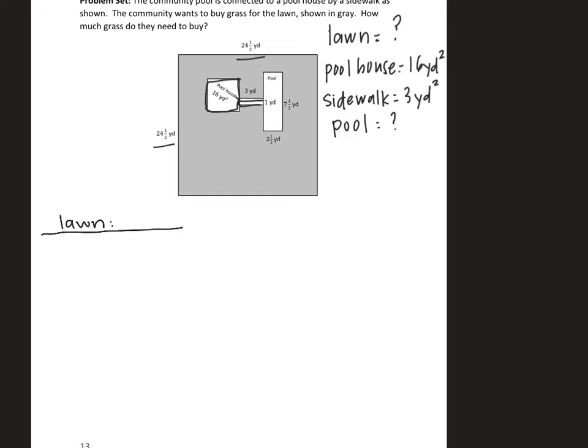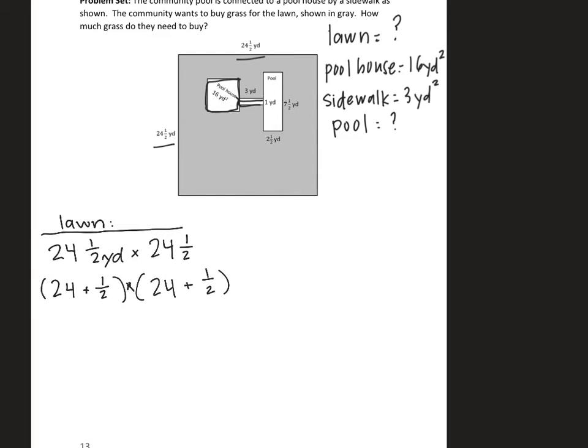So the lawn is 24 1/2 yards times 24 1/2. All right. So I'm going to use the distributive property here. If you want to draw an area model, that's fine. But I'm going to use the distributive property. So the first thing I'm going to do is break these up in expanded form. So I'm going to have 24 plus 1/2 times 24 plus 1/2. Okay. And now I'm going to use the distributive property.